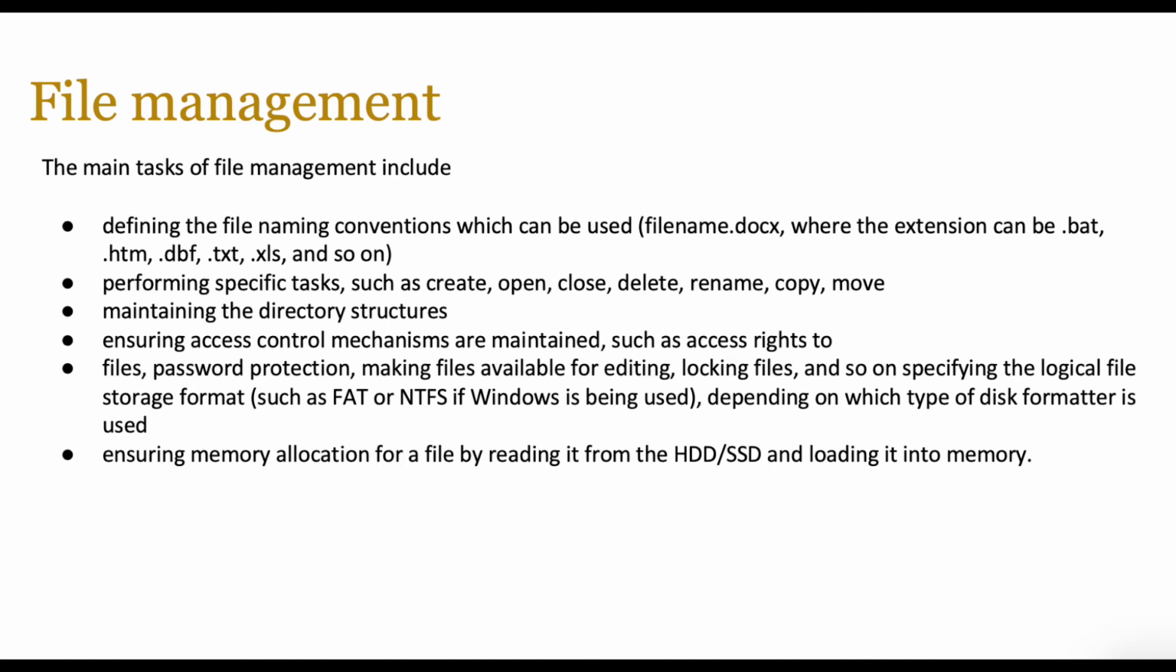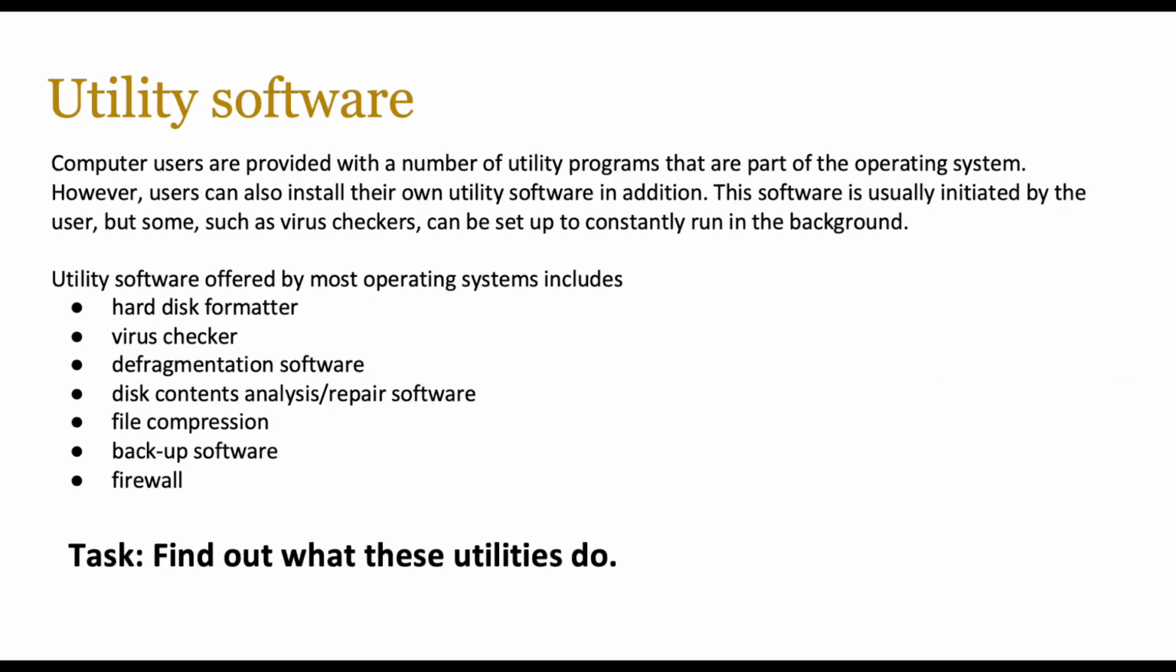Now, that's all you need to know about the various different tasks that are part of an operating system. And hopefully you've jotted those down and you can define those. Utility software is also part of an operating system, and these are basic utility programs which are built in. However, users might be able to install their own ones if needs be. And a typical example is a virus checker, which users often install their own ones instead of using the ones built into the operating system.